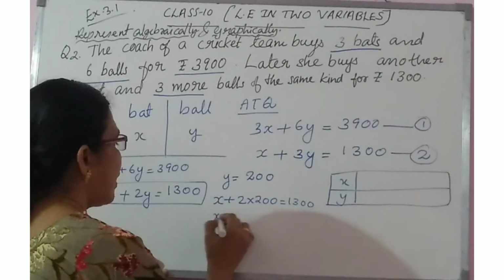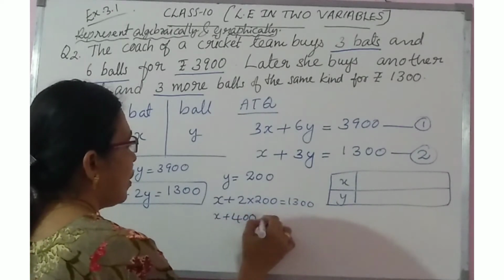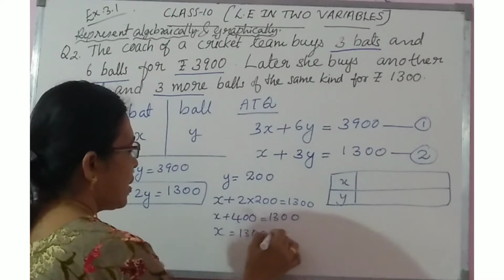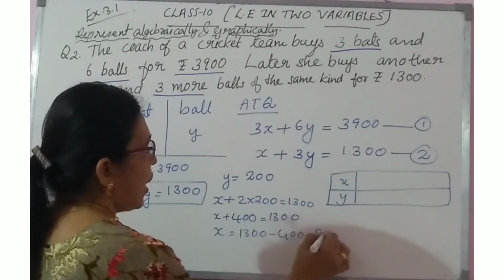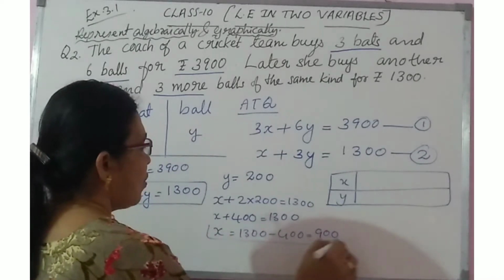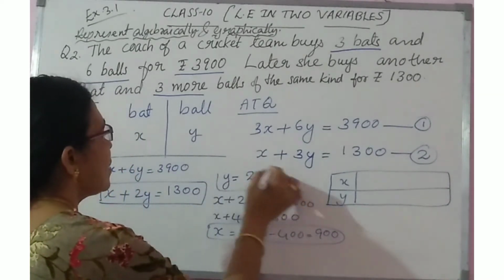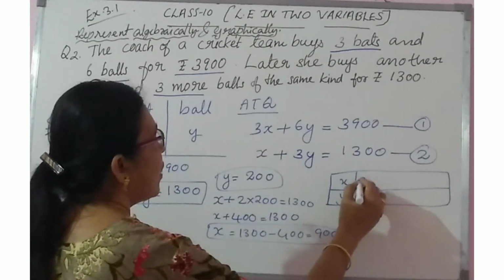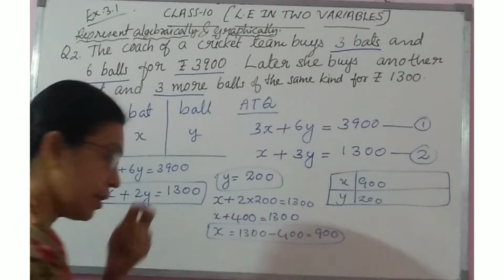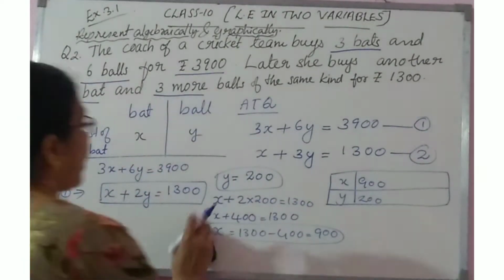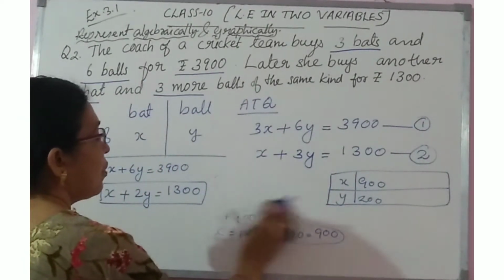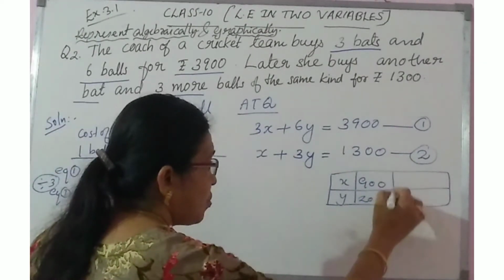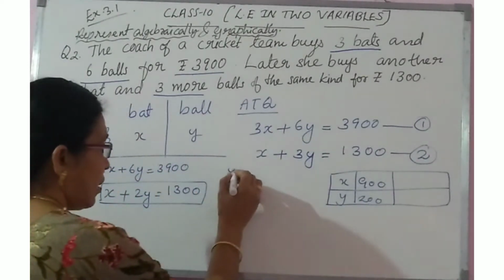So x plus 400 is equal to 1,300. x is equal to 1,300 minus 400, that is equal to 900. So we are getting the value of x as 900 and the value of y is equal to 200. If y is 200, then the value of x we are getting is 900. So now we can find out 2 more different solutions. With only 2 solutions also we can draw the graph. Now next I am going to take y equal to 600.